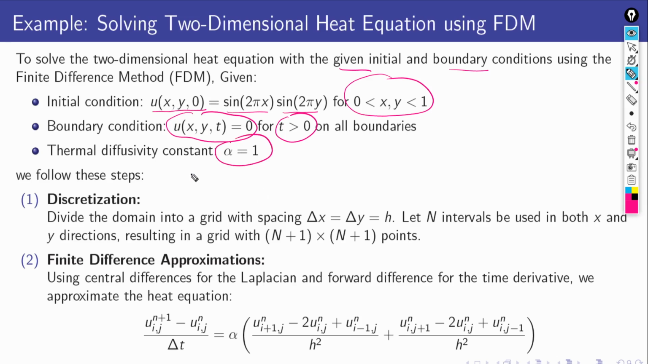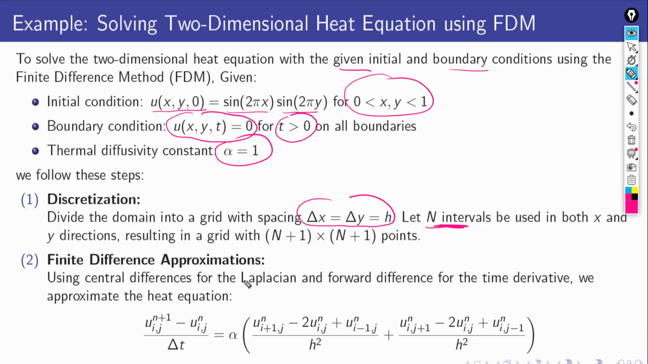Now, from these conditions we will discretize. So divide the domain into grid spacing delta x equal to delta y equal to h, and n are the intervals used in both x and y.